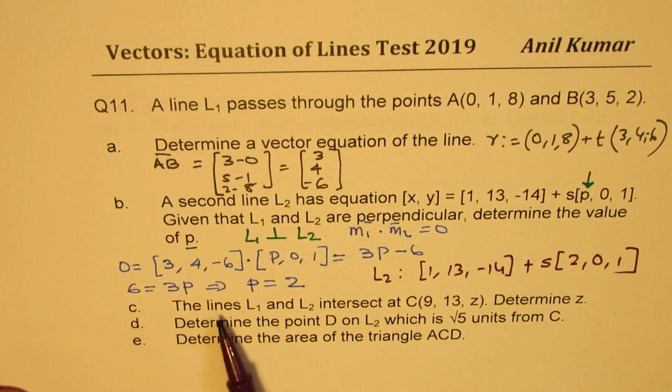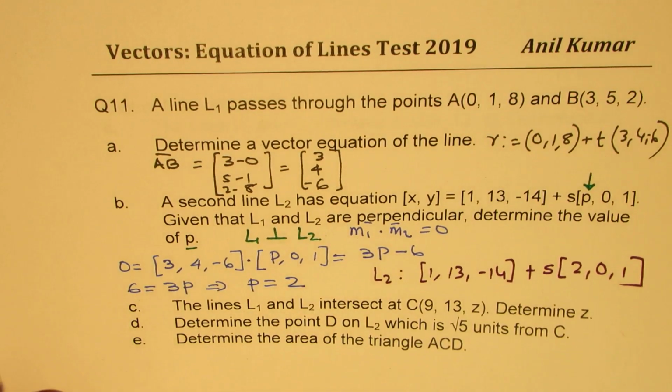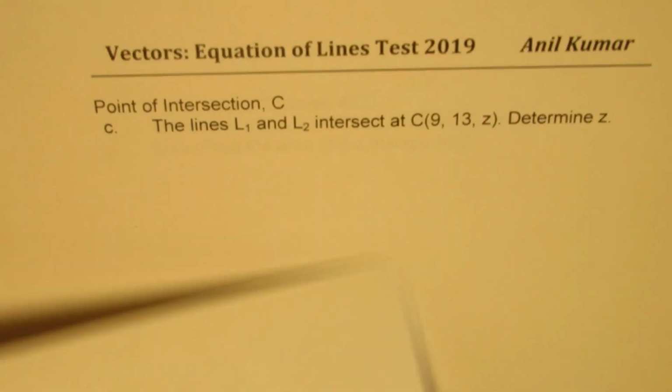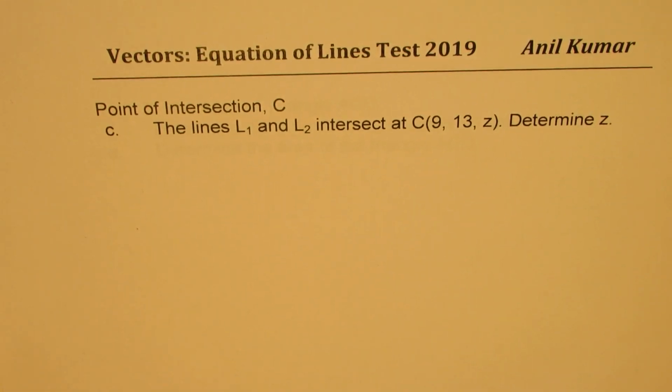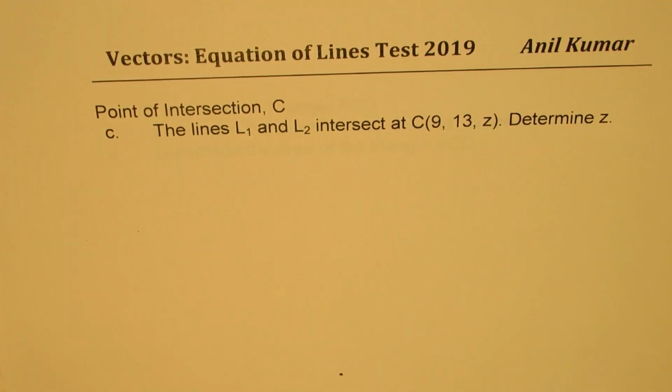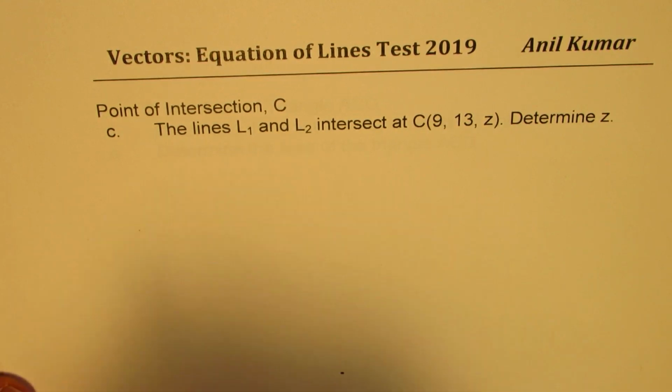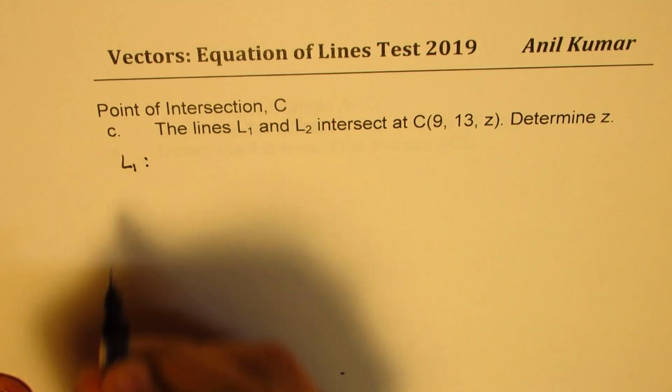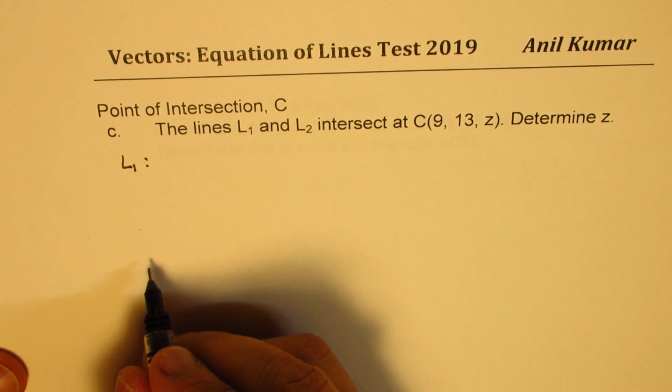Okay, so that becomes line 2. Part C: the lines L1 and L2 intersect at this point, determine z. And then we have two other questions, so we can take them up in the next page. Okay, so let's take C, D, E in the next page. Now let's find the point of intersection C for the two lines. So let me copy the equation for the two lines which we just found.